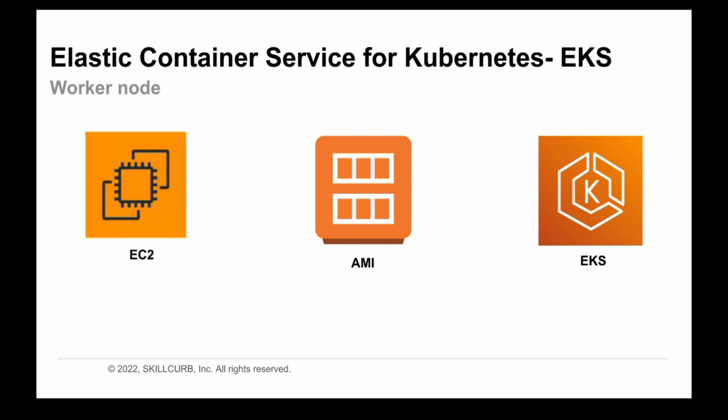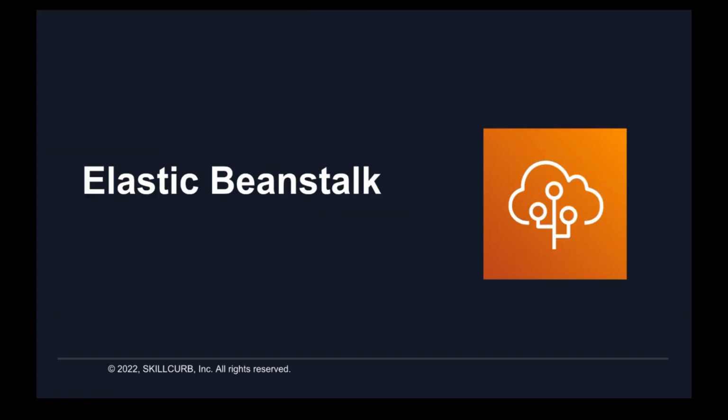For each node created, a specific AMI is used, which also ensures Docker and the kubelet, in addition to the AWS IAM authenticator, is installed for security controls. Once the worker nodes are provisioned, they can then connect to EKS using an endpoint.